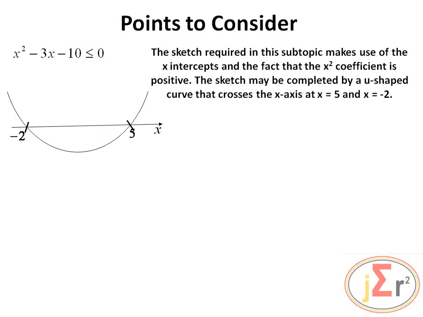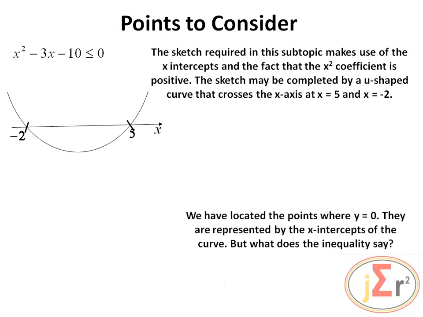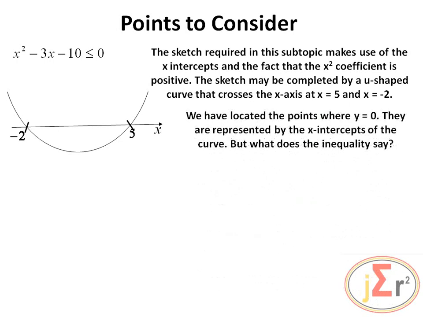So we have that U-shaped curve that passes through negative 2 and 5 on the x-axis. We have located the points where y is equal to 0. They are represented by the x-intercepts of the curve. But what does the inequality say? The inequality says less than or equal to 0. That is what the inequality says.